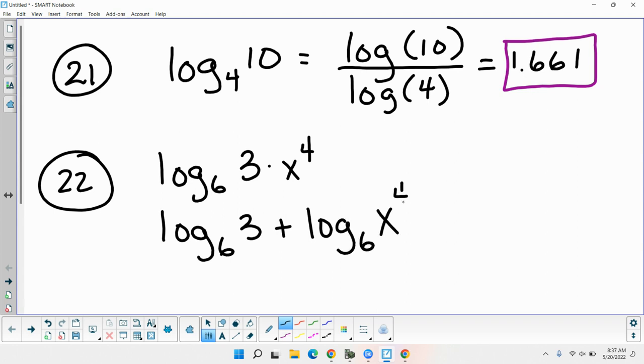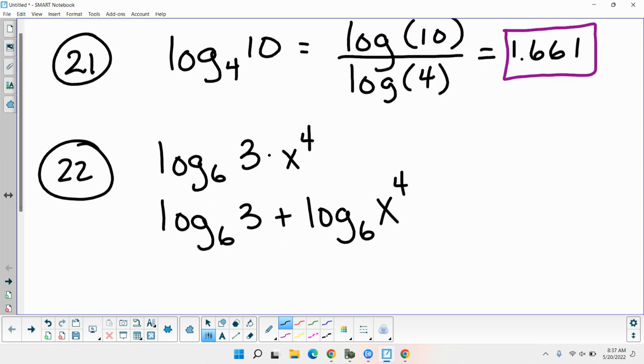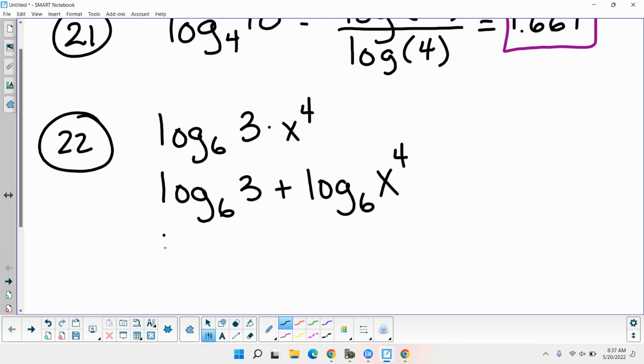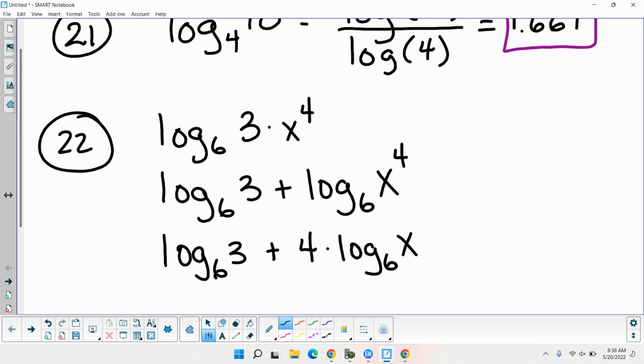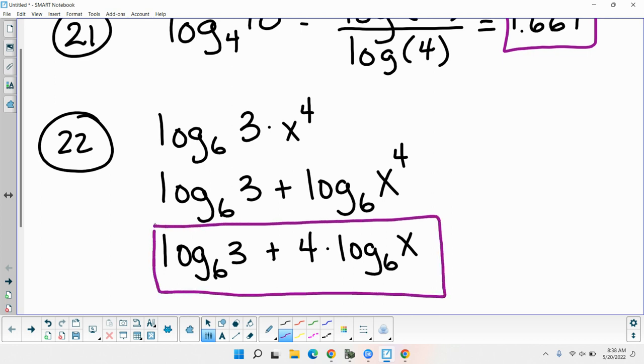Would this be expanded all the way? Is that finished? No. What else do I have to do? You got to move that 4 in front. Yeah, they don't want any exponents when it's expanded. So the last step would be log base 6 of 3, and then take the 4, that's the exponent, in front, and that's 4 times the log base 6 of x. So that's what we're looking for when you expand it.